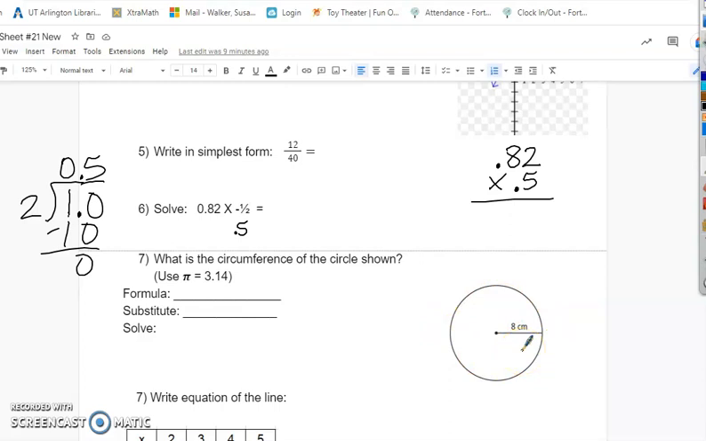Then use your formula chart. I want you to be an expert at this. Okay.